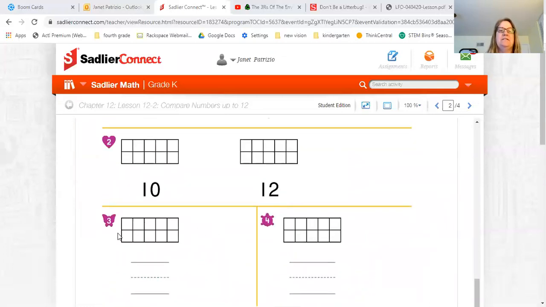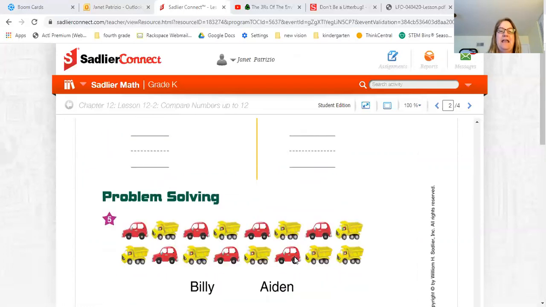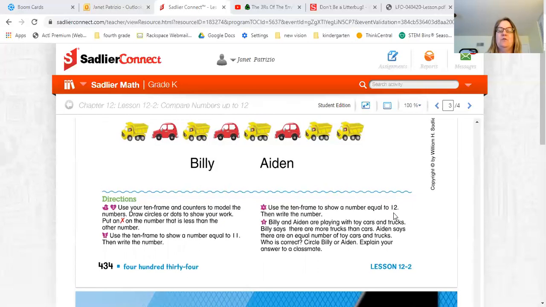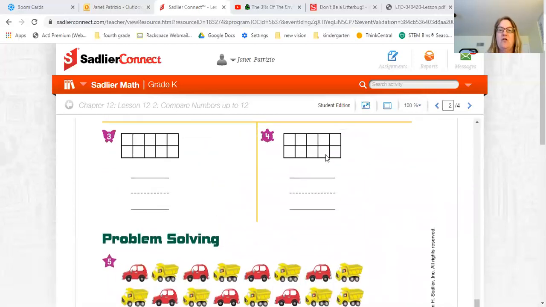In other words, you're going to draw 11 counters to represent the number 11, then write 11 on the line. And for turtle 4, you're going to use the 10 frame to show a number equal to 12. Draw your 10 counters. Remember, you must fill the 10 frame first, then draw the extra ones to get to the number 12 right here.